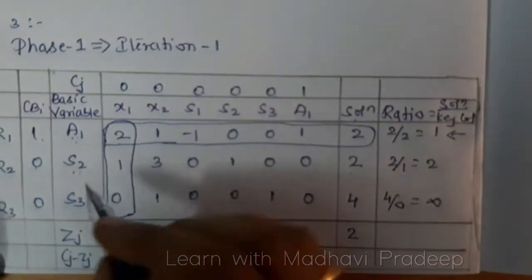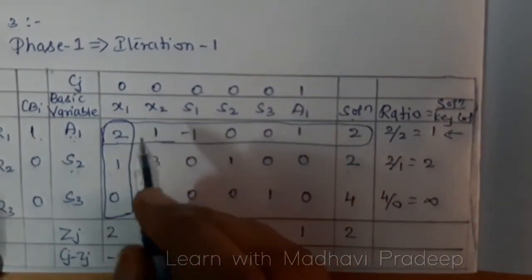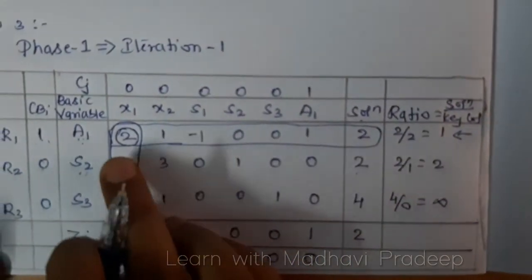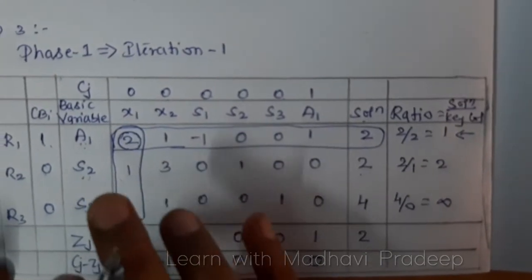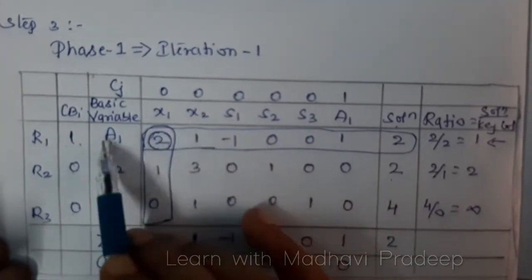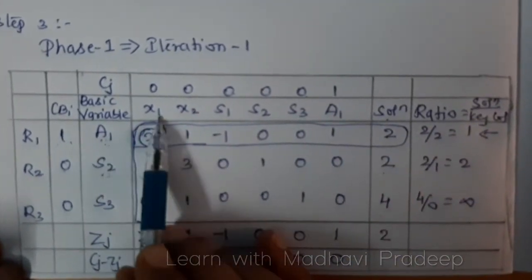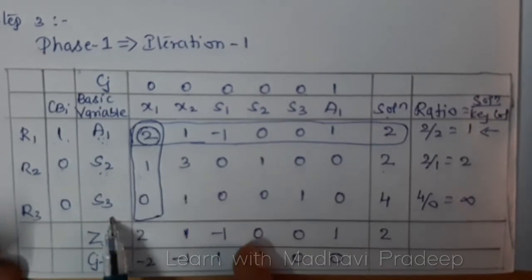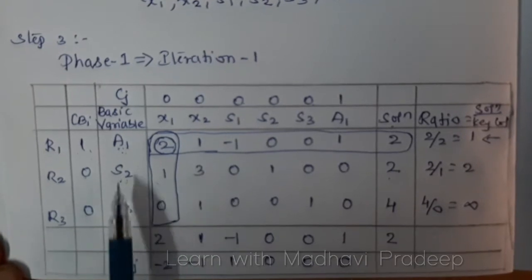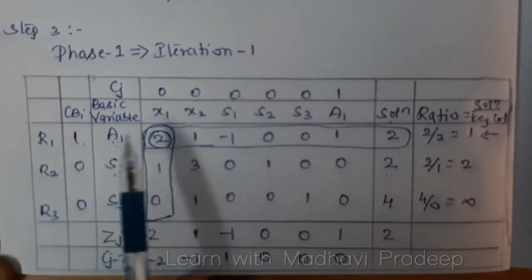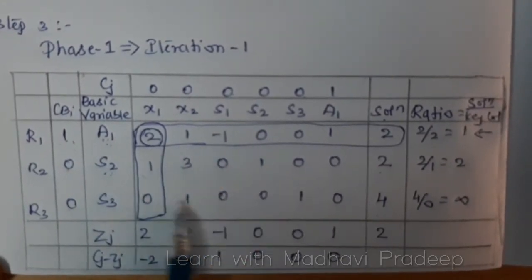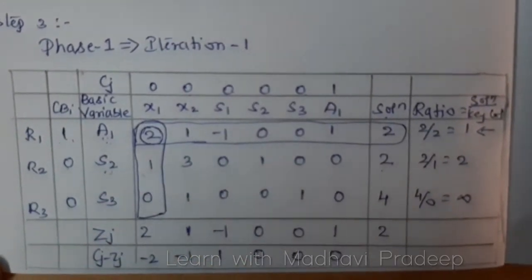The key column and key row intersect here, so the key value is 2. This is our key value. Now let us proceed with the next table. Here the outgoing variable is a1 and the incoming variable is x1. So in the next table, a1 will be replaced with x1, and s2, s3 will remain the same. The variables s2 and s3 remain the same, a1 will be replaced by x1, and we need to find the new values for all these three variables in the next table.